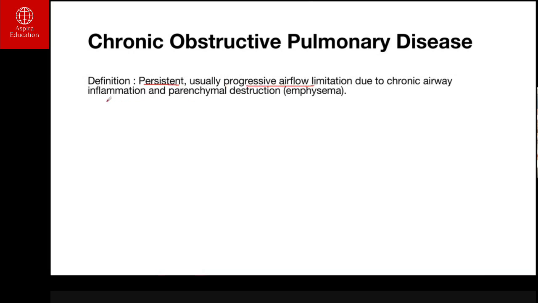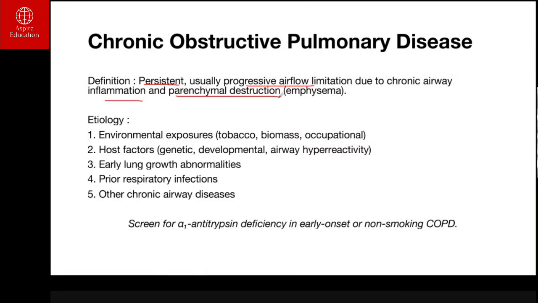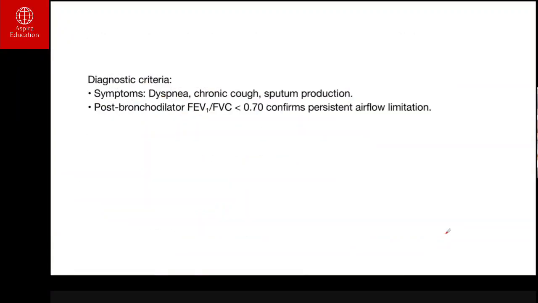Here also there is chronic airway inflammation, but along with that there is parenchymal destruction. Various etiologies are there in COPD, the most common being environmental exposure, that is tobacco, or biomass in the case of females. And we have host factors, which include genetic factors, airway hyperreactivity, certain early lung growth abnormalities or prior childhood respiratory infections, and other chronic airway diseases like bronchiectasis or post-tuberculosis. Always screen for alpha-1 antitrypsin deficiency in case of early onset or non-smoking COPD.